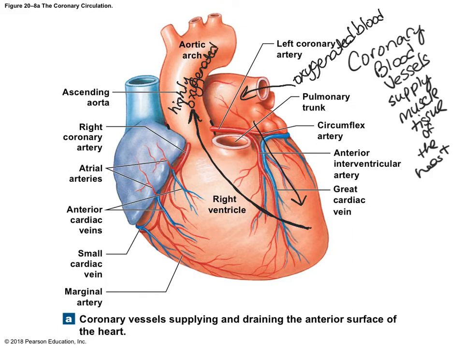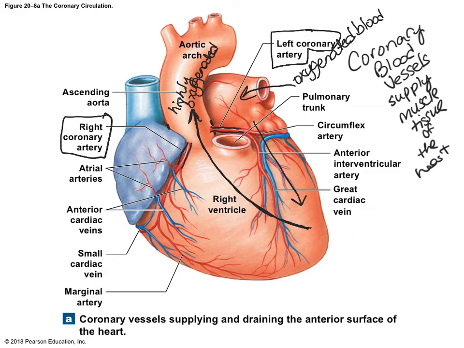And so the heart tissue is going to want some of that highly oxygenated blood. It's a muscle tissue, so it needs the oxygen to make the ATP to make those muscles contract. So there are these two small blood vessels coming off the base of the aorta. There's one on the right and one on the left. The one on the right is called the right coronary artery, and the one on the left is called the left coronary artery. So they're going to deliver the oxygen to all of the muscle tissue.